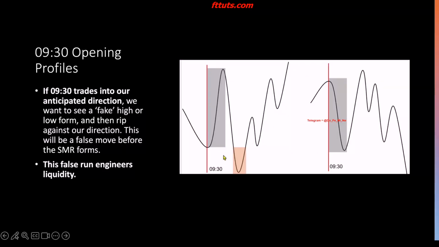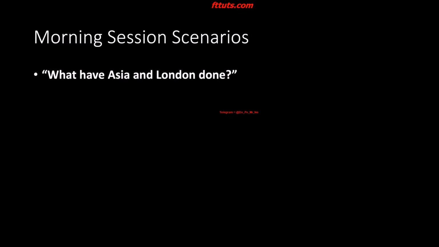So the smart money reversal occurs below that 9:30 opening price, and this orange box represents that if bullish, and if bearish, this orange box represents the smart money reversal within that sell model. We will now be looking at the morning session scenarios. First of all, the main question that we will ask ourselves is the following. What have Asia and London done thus far throughout the trading day?